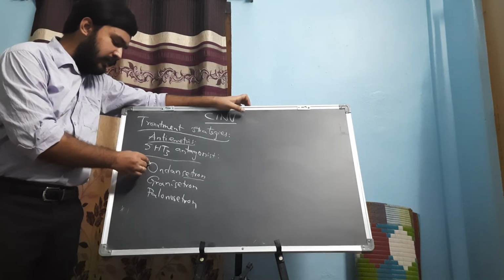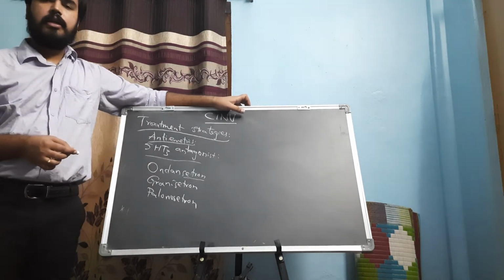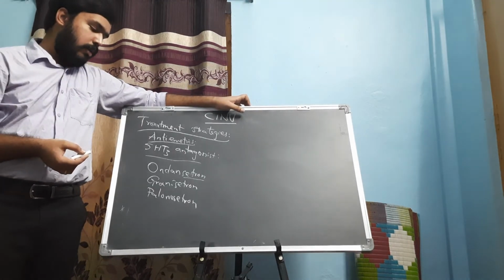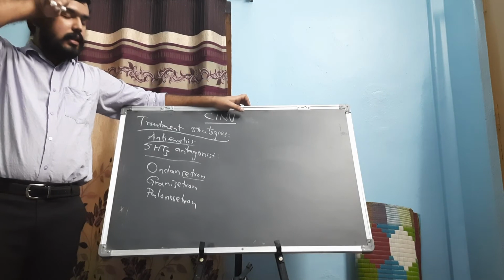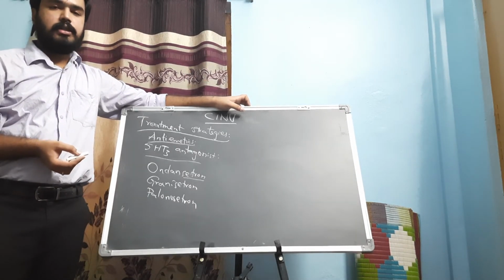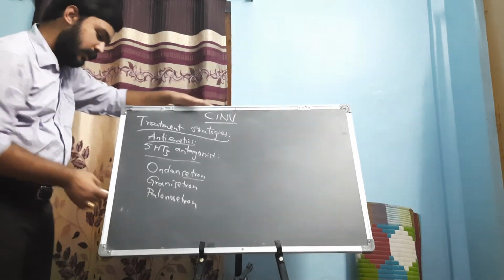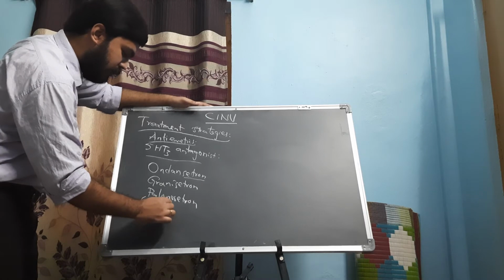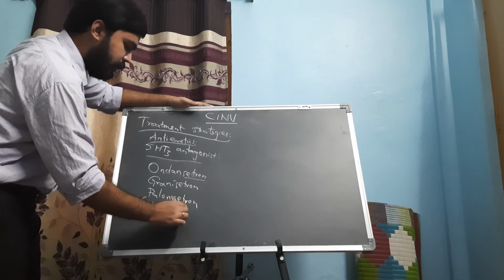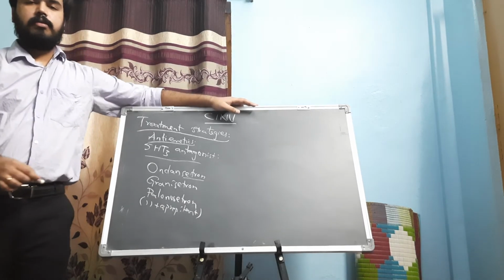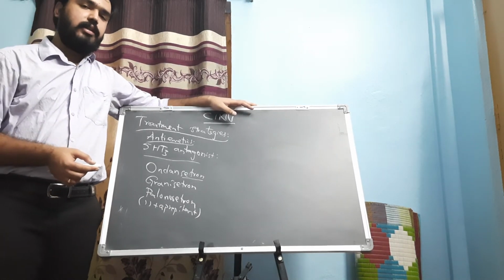So these agents can be used singly, or even palonosetron with aprepitant, an NK1 receptor antagonist, can be one combination. So palonosetron with aprepitant may also be used based upon the individual's requirement.